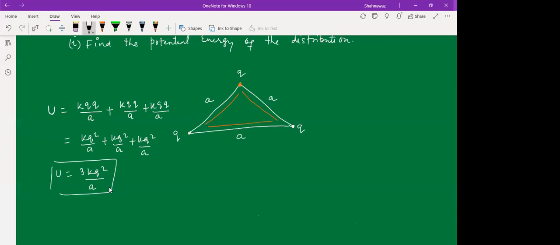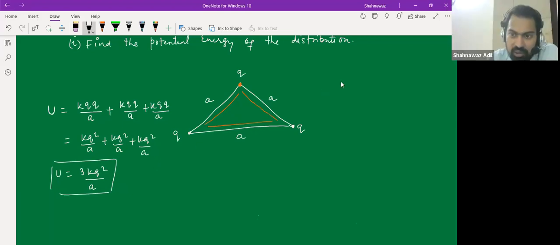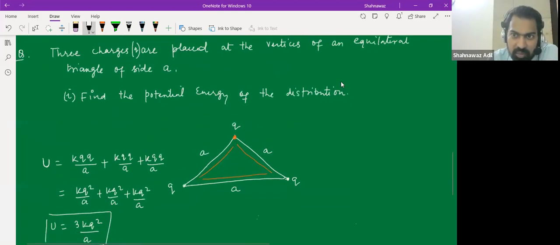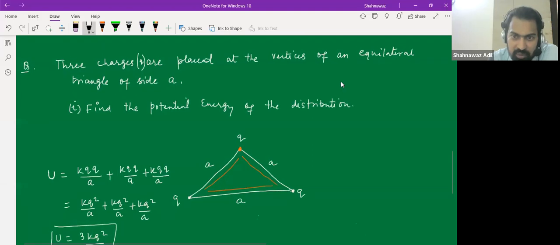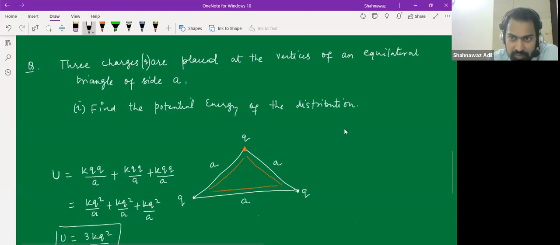This is the potential energy of this distribution, right? Okay, please note it down. Please note down the question, and then we'll do the second part next. Whenever you guys have completed, please tell me.